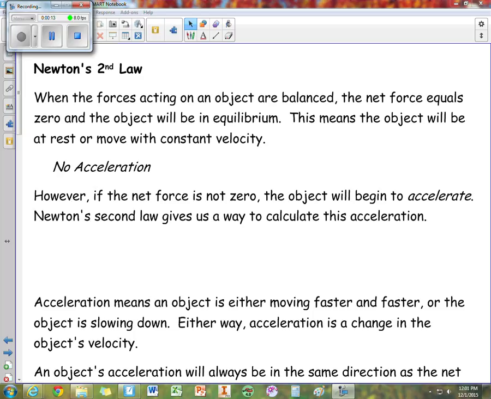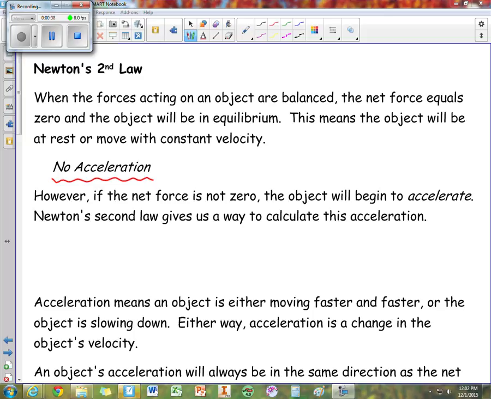When we look at forces acting on an object, those forces are going to either be balanced or unbalanced. When the forces are balanced, that means the net force is zero, and the object will be in equilibrium. So that means the object will either be at rest or moving at a constant velocity. Basically, no acceleration. So equilibrium means no acceleration.